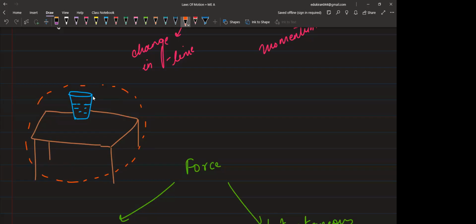So what is this called? This is called a system. In physics, system means the part under observation. In physics and chemistry too, you'll be witnessing this.